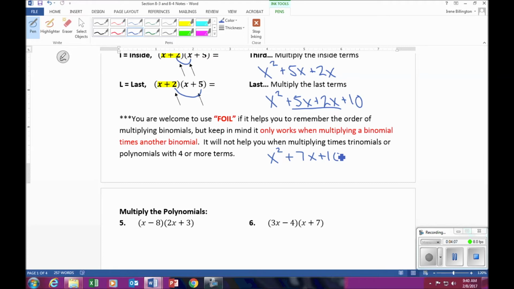Use FOIL if it helps you remember what order to multiply. Keep in mind though, this is just multiplication. FOIL only technically works, following that order only works, if you're multiplying two binomials. And we are going to go past that. We're going to look at what happens when we multiply a binomial and a trinomial as well, or even larger polynomials. So keep that in mind, but FOIL is a great place to start. Multiply your first terms, outside terms, inside terms, last terms. Let's practice some of these.